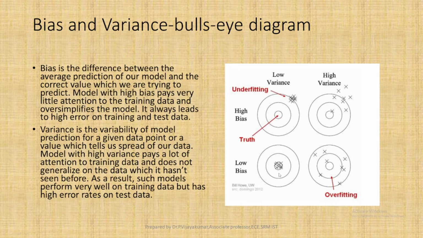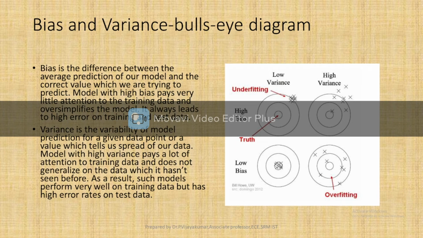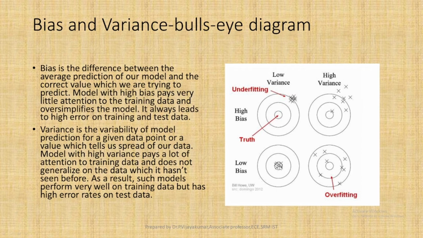Whereas this bottom left quadrant is the case with low variance, low bias. Low variance, low bias is fine, it is not a big deal. You have very perfect classification. You see that all the data are lying on the truth value.